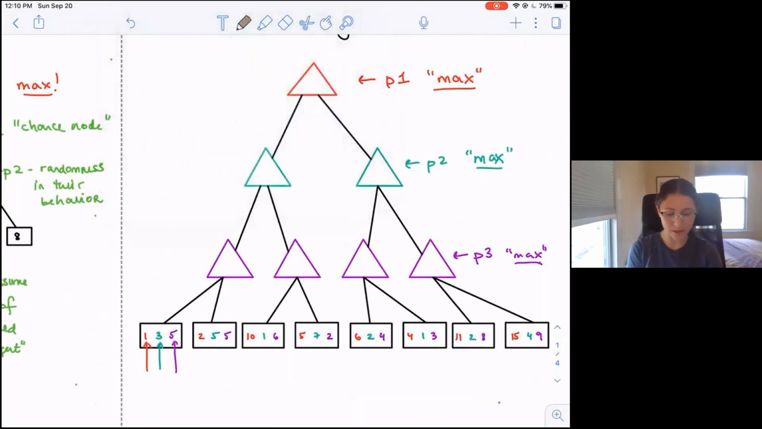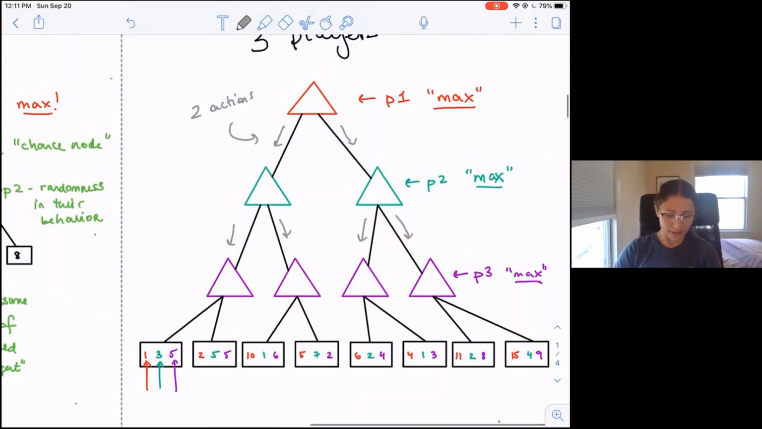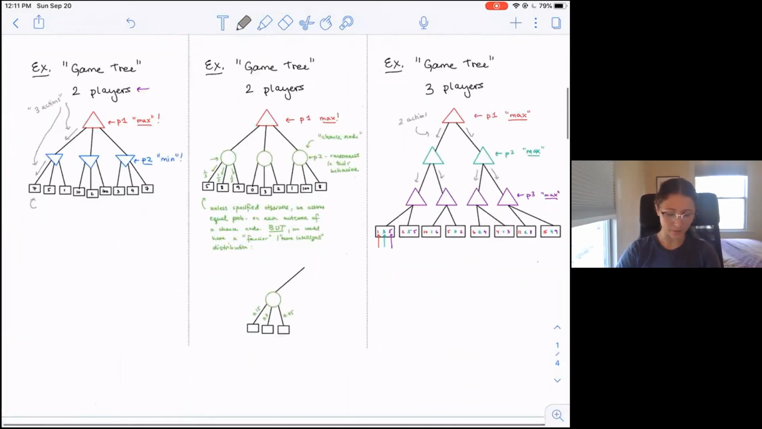And one final note I'll make here is that I'm just visualizing 2 actions that each player can take. But again, in general, you can have many actions that each player can take, which just makes your tree larger. All right, so let's get into the actual problems.